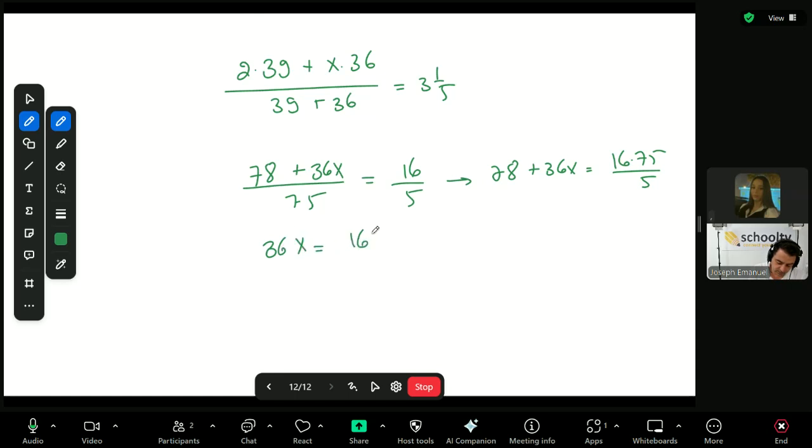For 36x, I would take it step by step: 16 times 75, divided by 5, minus 78. How many 5s are in 75? 15 fives. So 15 times 16, minus 78. So x equals the result divided by 36.